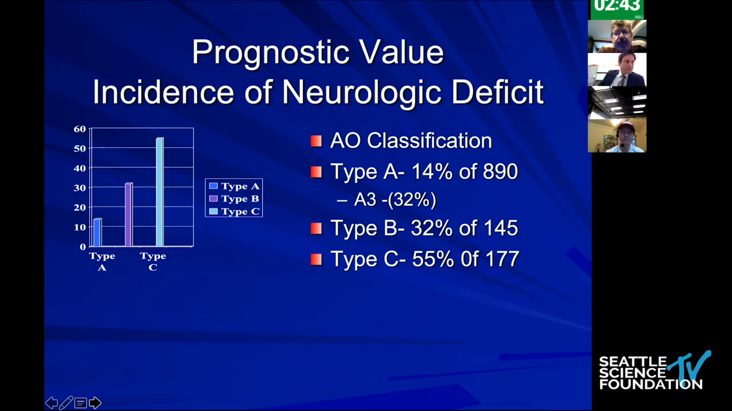It did prognosticate. So one of the things we would like to do with the classification is be able to prognosticate. And you can see as we went from A to C, the risk of neurological injury increased dramatically.